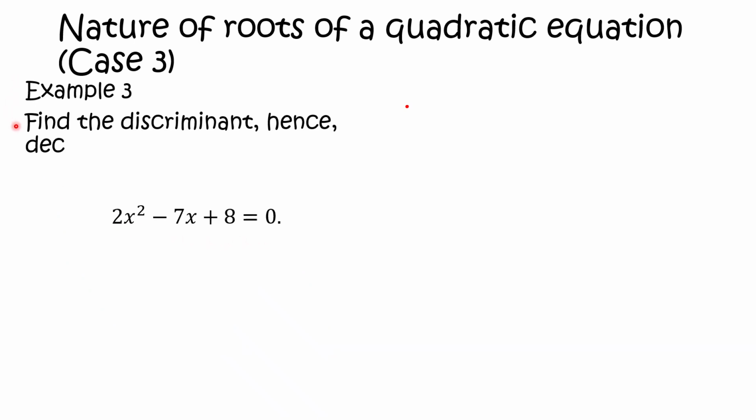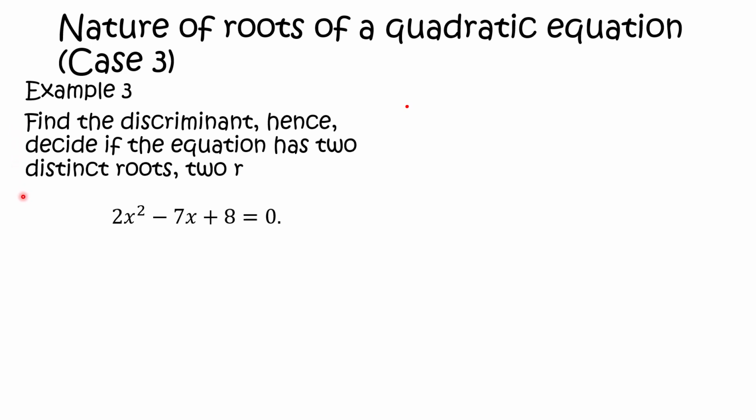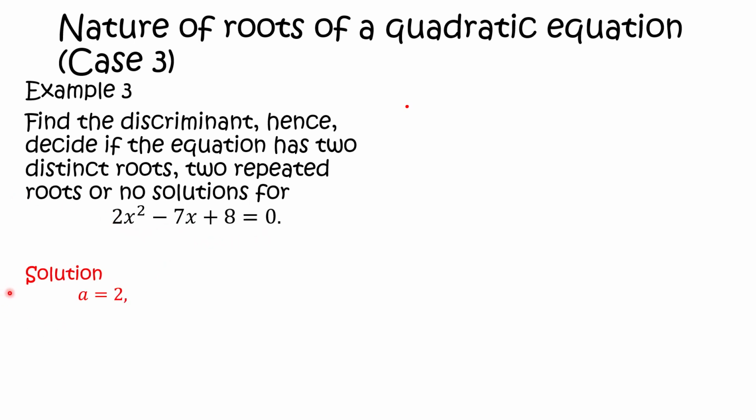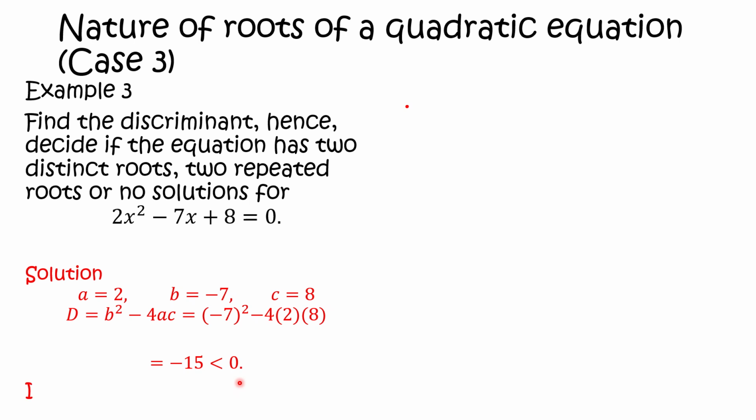So now let's look at example 3. Find the discriminant, hence decide if the equation has 2 distinct roots, 2 repeated roots, or no solutions for 2x squared minus 7x plus 8 is equal to 0. The solution: a is 2, b is minus 7, c is equal to 8, and the discriminant is given by minus 7 squared minus 4 times 2 times 8, giving us a minus 15, which is less than 0. This implies that we don't have real roots.